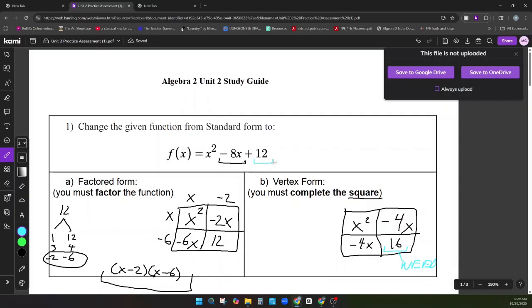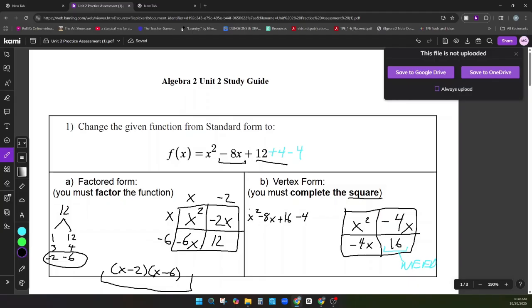But I only have a 12. So in order for me to get my 16, I do need to complete the square, which is to do plus 4 and minus 4. From there, I am able to add those last terms so that I could get x squared minus 8x plus 16 minus 4. I added these two to get my desired value.